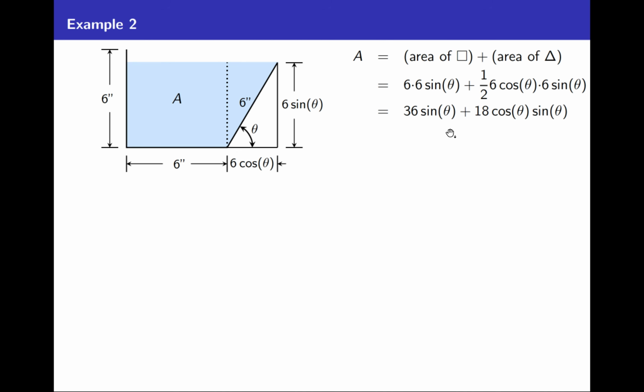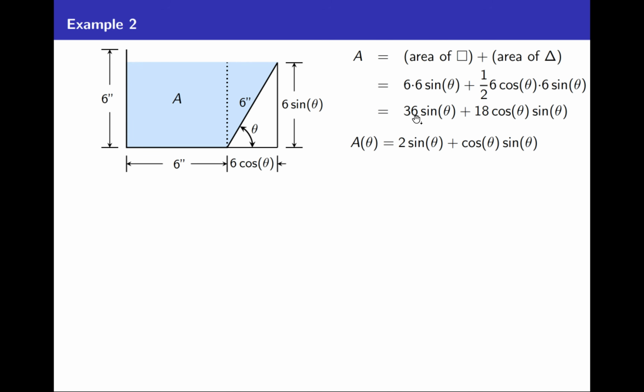Simplifying this gives us 36 sine theta plus 18 cosine theta times sine theta. So that's the cross-sectional area, and we're going to want to find theta that maximizes that. But first of all, let's think about if there's something we could do to make this a little bit simpler. Notice that 18 divides both the 18 here and the 36. So to make our work just a little bit easier, we could divide both sides of this by 18, just to knock it down slightly.